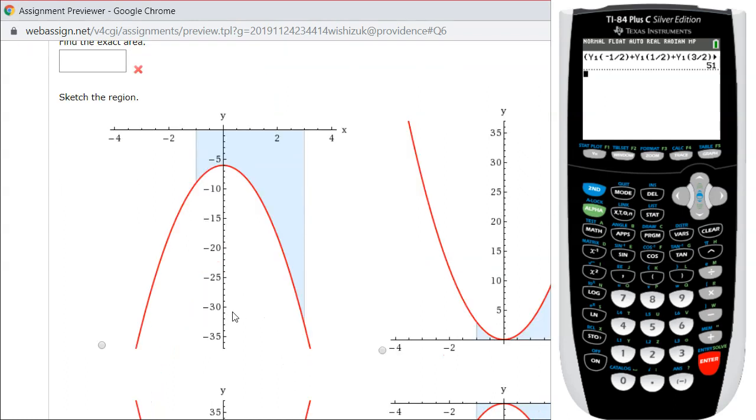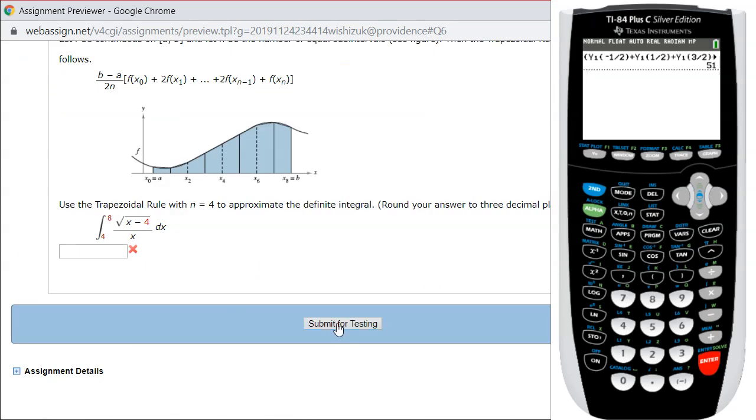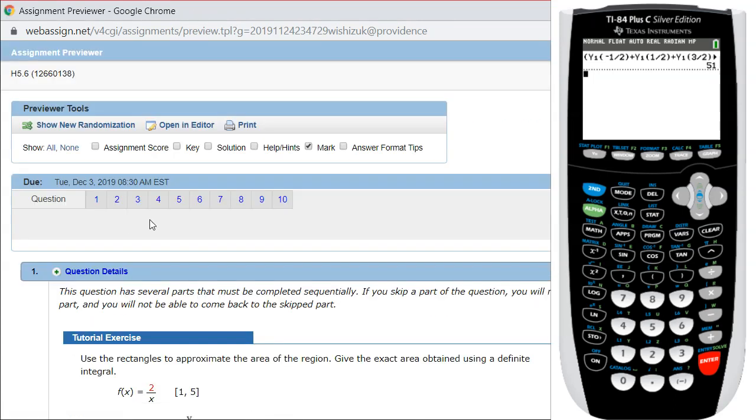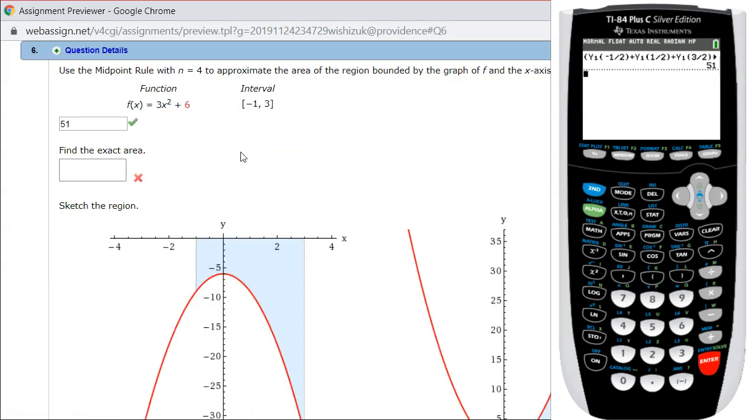Let's check the answer. Submit for testing. We got the first part correct, the M4 value. Now we want to find the exact area. You can do it by hand too, but another way is to go to calc. You do second and trace, which is calc. We want to calculate the integral, so you can go to 7. That's the integral.